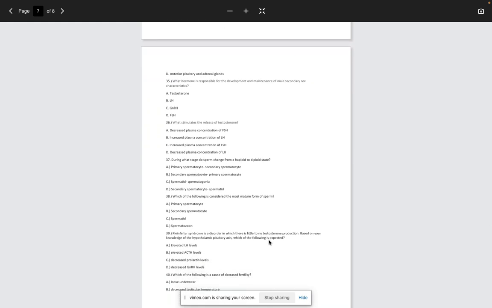Klinefelter's is a disorder in which there is little to no testosterone production. Based on your knowledge of the hypothalamic pituitary axis, which of the following would you expect? So if there's low levels of testosterone, what has to be elevated? So is it elevated LH, elevated ACTH, decreased prolactin, or decreased GnRH? So increased GnRH if that were an option, but what does GnRH cause an increase of? LH, right? So it's increased LH levels.